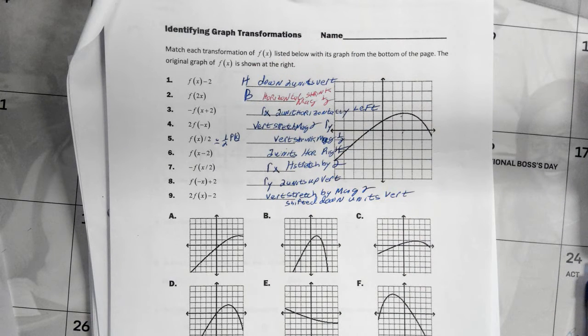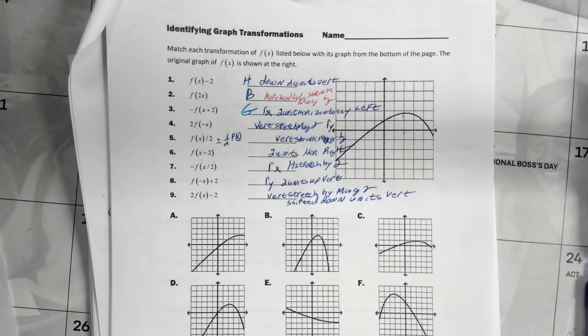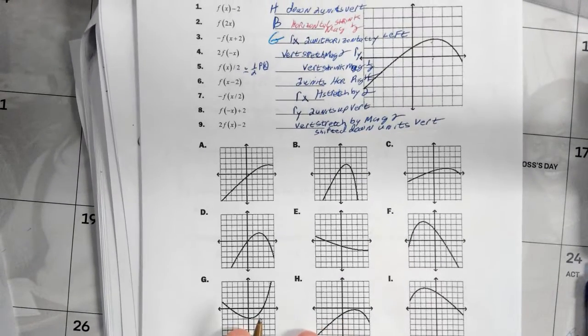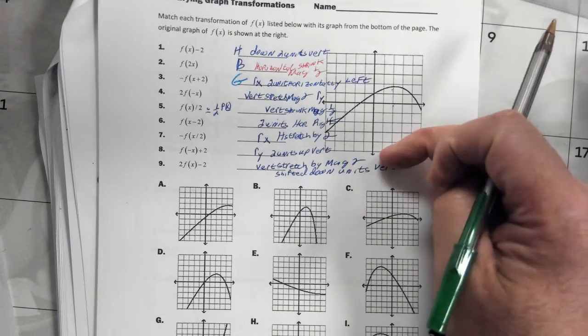Next one. Anybody? G. It is G. Does everybody see G? It says 2 units horizontally, and it's reflected over the X. When you reflect it over the X, it flips upside down, because this is the X-axis. So if you're looking at the graph, it goes upside down.